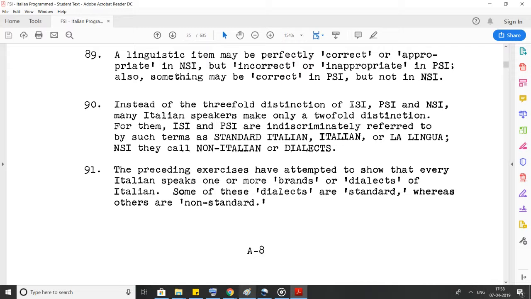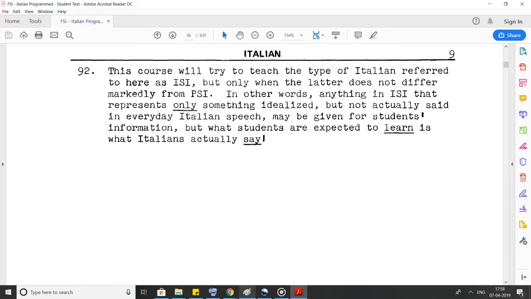The preceding exercises have attempted to show that every Italian speaks one or more brands or dialects of Italian. Some of these dialects are standard, whereas others are non-standard. This course will try to teach the type of Italian referred to here as ISI, but only when the latter does not differ markedly from PSI.